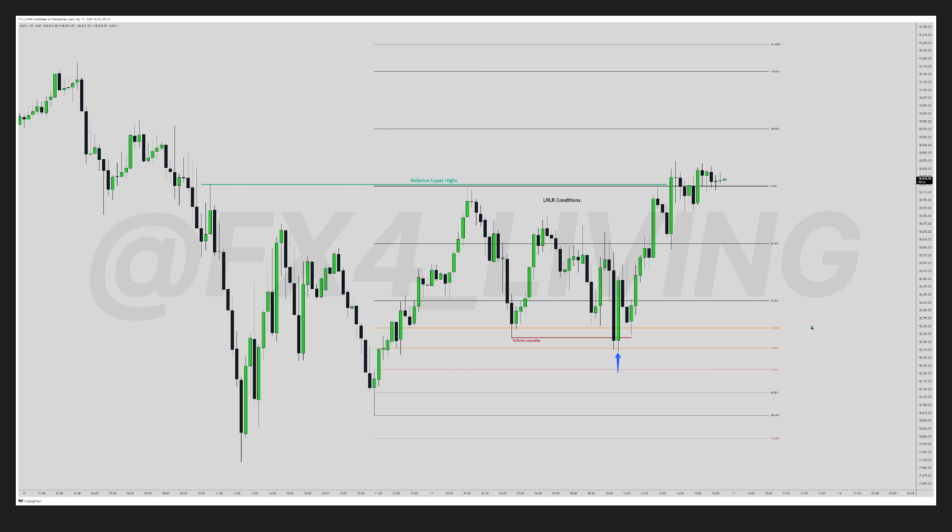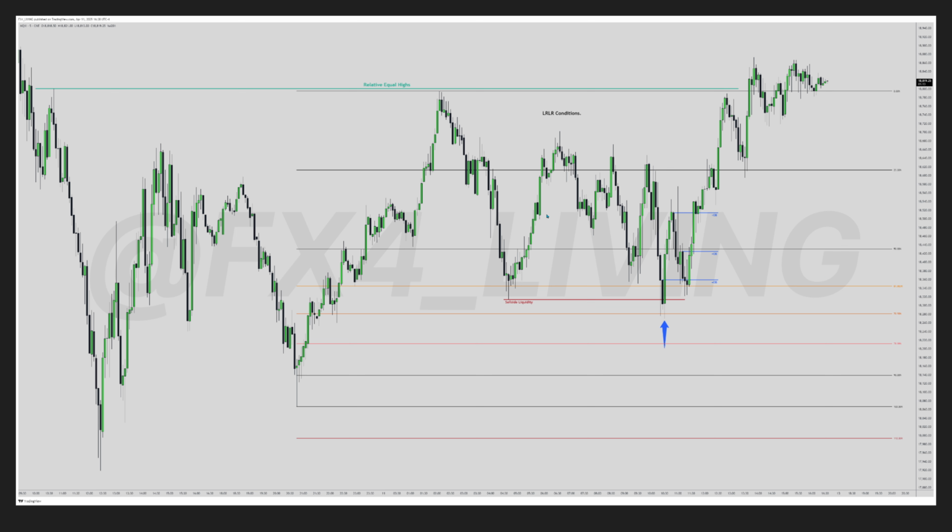OTE discount reaches for 70.5, but I'll show you in more detail after. And this is all right here a low resistance condition. So you have a low resistance condition on top of relative equal high, a pretty strong draw, one standard deviation, right? So you're looking for the symmetrical swing of this. Okay, so let's jump on the 5 minute time frame.